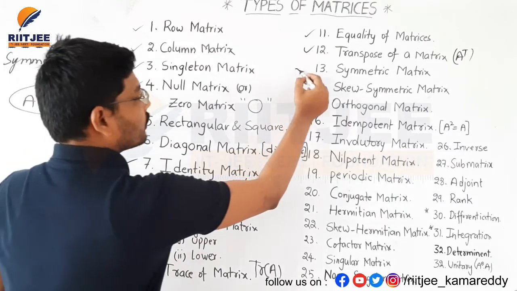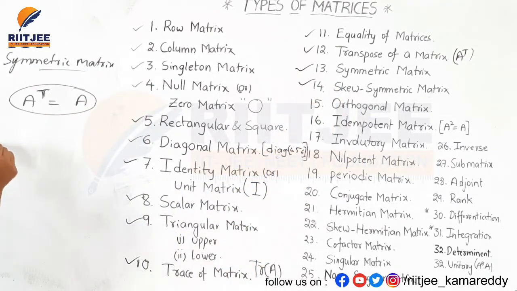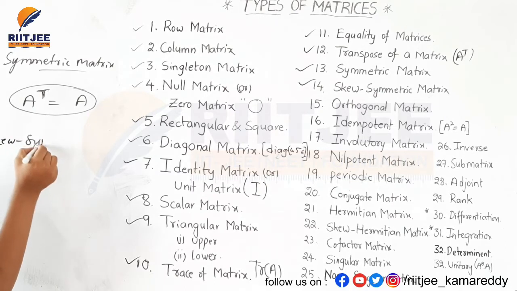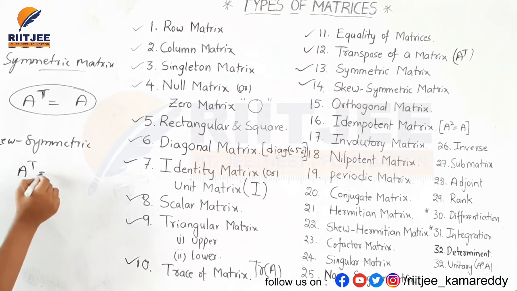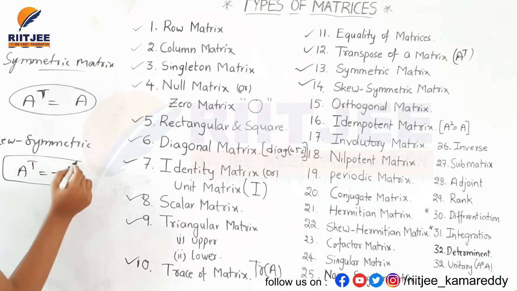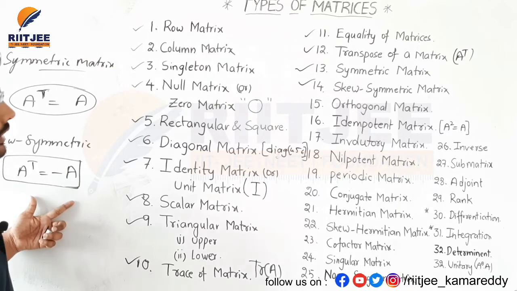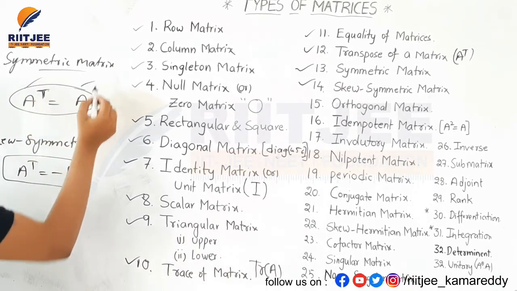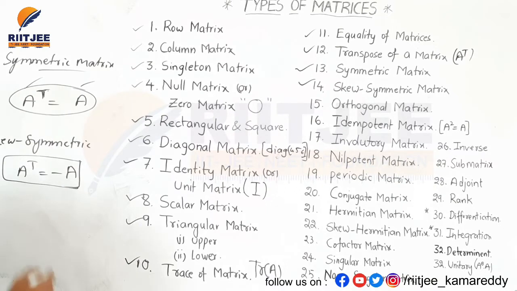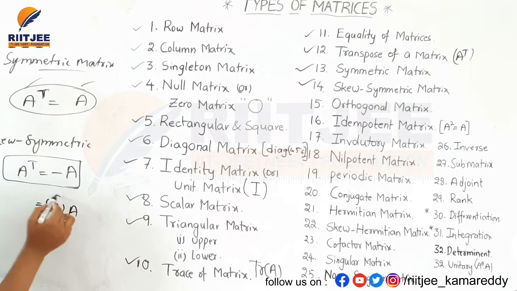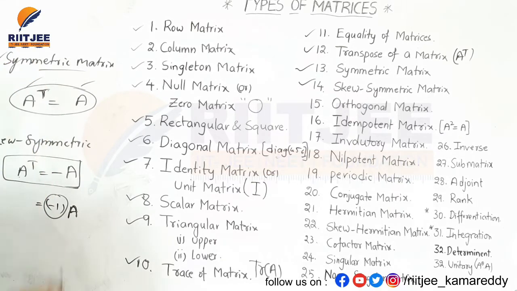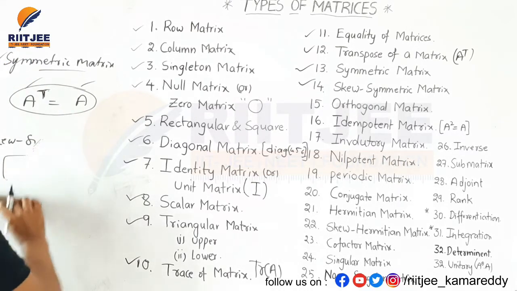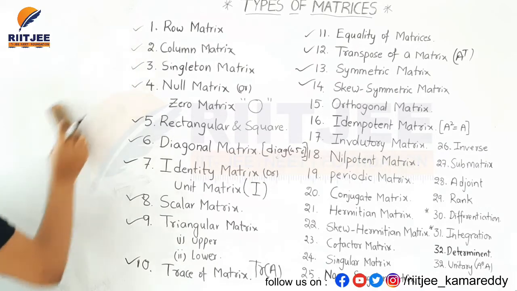Here next, skew symmetric matrix. Skew symmetric matrix is nothing but, A transpose is equal to, again you will get minus A, then it is called skew symmetric matrix. A transpose equal to A is called symmetric matrix. A transpose is equal to minus of A, minus 1 into A. If you take out minus as common in the matrix A, then it is called skew symmetric matrix. This is all about symmetric and skew symmetric.